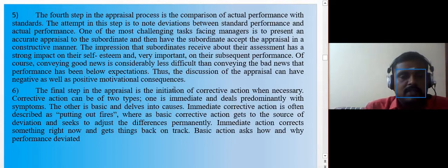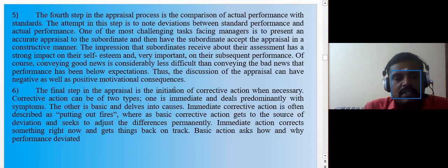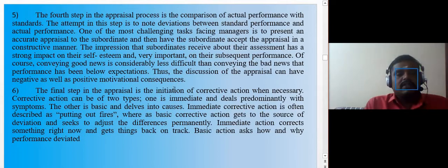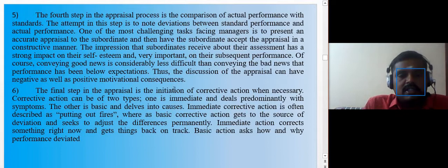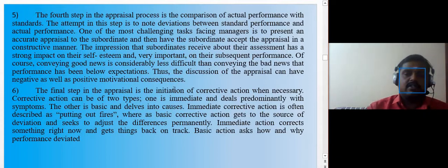The final step in the appraisal is the initiation of corrective action when necessary. The corrective action can be of two types. One is immediate and deals predominantly with the symptoms. The other is basic and delves into the causes. The immediate corrective action is often described as putting out fires, whereas the basic corrective action gets to the source of deviation and seeks to adjust the differences permanently. The immediate action corrects something right now and gets things back on track. Basic action asks how and why performance deviated.